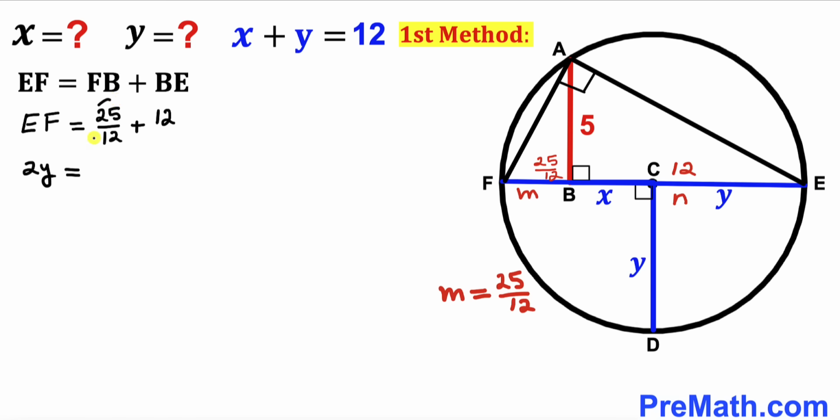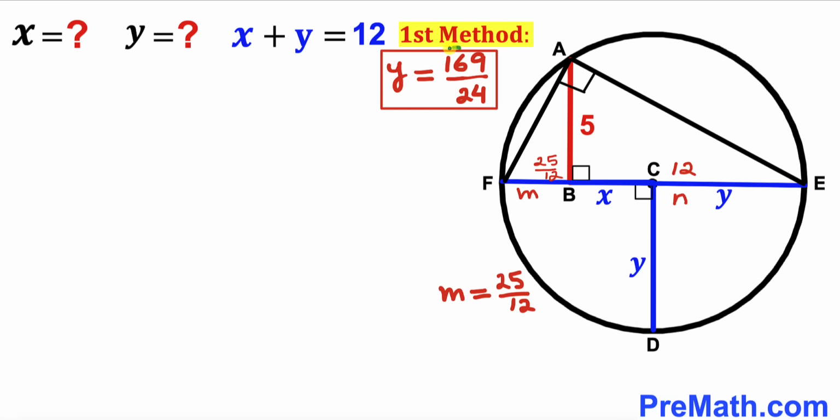And if we add these two numbers, that is going to give us 169 divided by 12. And now I'm going to multiply both sides by 1 divided by 2 to isolate y. And here we can see 2 and 1 divided by 2 are gone. So therefore our y value simply turns out to be 169 divided by 24. So thus our y value turns out to be 169 divided by 24.